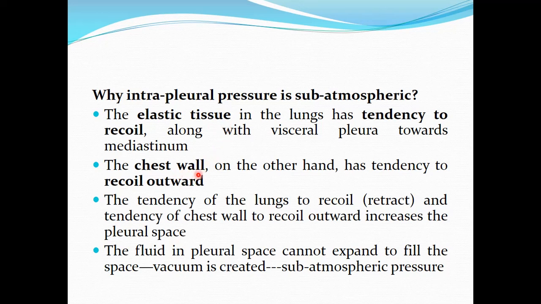The chest wall has a tendency to recoil outward. Again, I am repeating that the lung, being elastic tissue, has a recoiling tendency, and the recoiling tendency of the lungs is inward, toward the mediastinum. The recoiling tendency of the chest wall, on the other hand, is in the outward direction, or we can say the chest wall has a tendency to expand.